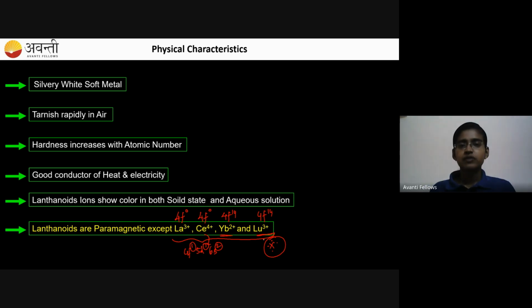So these are some of the physical characteristics. First is the physical nature. Next is the oxidizing property, hardness, conductivity, the formation of colored ions, and here the magnetic property. Okay, so all the physical properties of lanthanides are here.